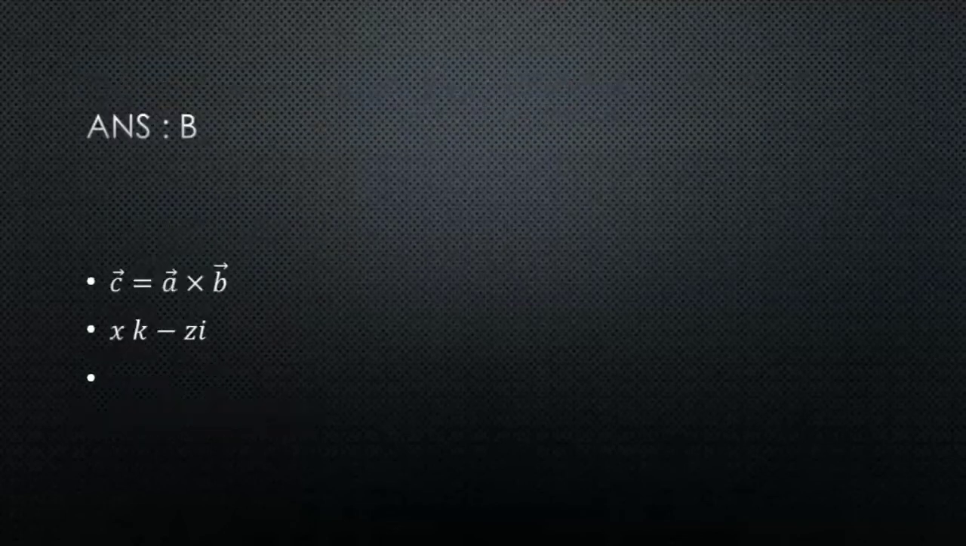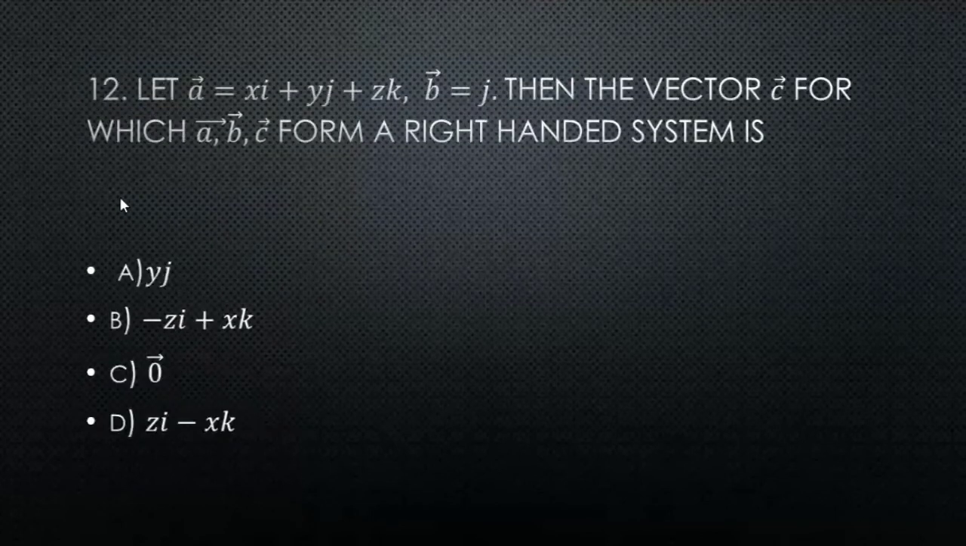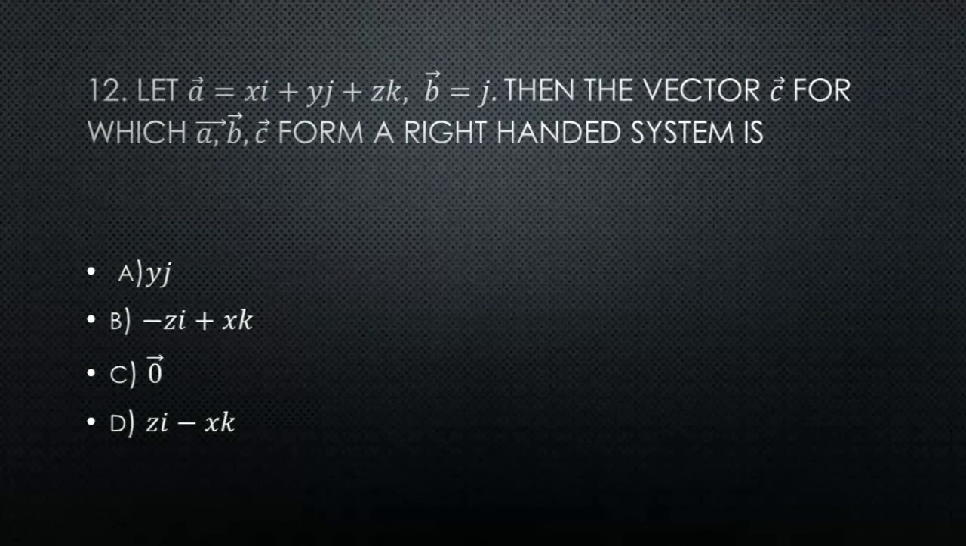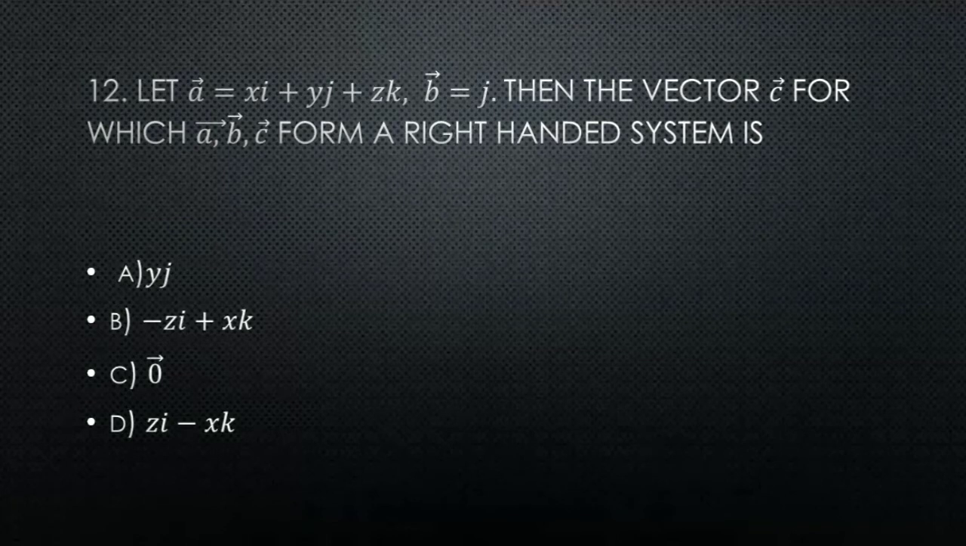Options are, see here, to find the unit vector, what you have to do? You need to find the cross product of the other 2 vectors. So here A vector and B vector is given. C vector will be equal to A vector cross B vector. If they ask for the unit vector, you know the formula, C cap will be equal to C vector divided by magnitude of C vector. But here they did not ask about the unit vector. You just need to find the vector which is perpendicular to A vector and B vector.